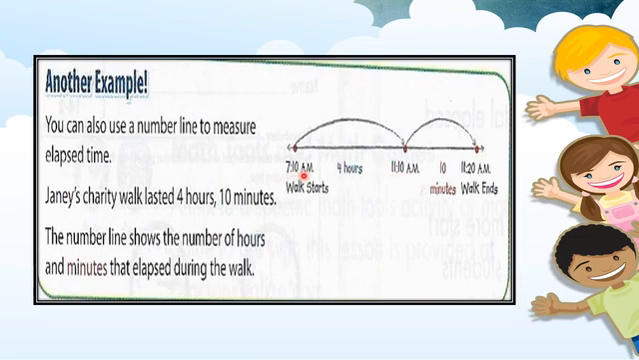So from 7:10 a.m. to 11:10 a.m., the difference of the time is 4 hours. And then we have the 10 minutes. You add another 10 minutes: 11:10 plus the 10 minutes gives you a sum of 11:20. So the walk ends at 11:20 a.m. That means Janie's charity walk lasted for 4 hours and 10 minutes.